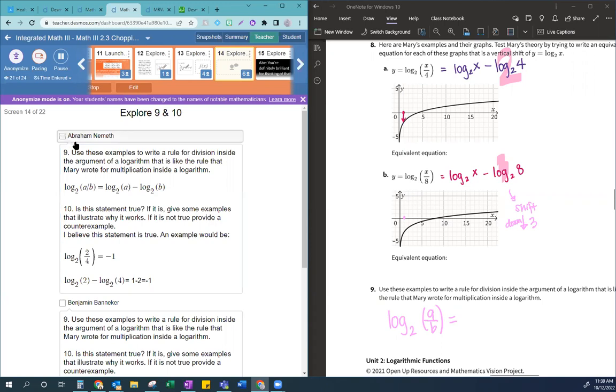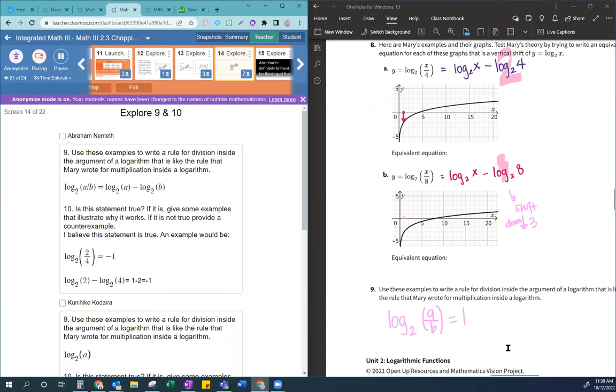Do you think Abraham Nemeth is correct? Log base 2 of A over B equals log base 2 of A minus log base 2 of B. Yeah, someone says, yeah, Ms. Johnson. Oh, okay, so you want me to write this here. Log base two of A minus log base two of B.